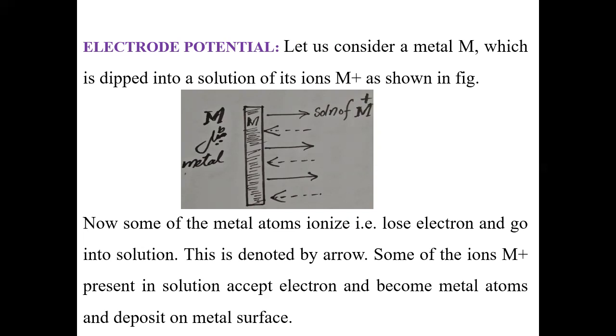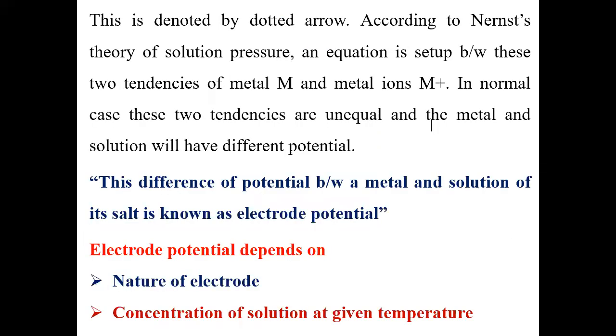According to Nernst theory of solution pressure, an equilibrium is set up between these two tendencies of metal M and metal ions M+. In normal cases, these two tendencies are unequal and the metal and solution will have different potential. This difference of potential between a metal M and a solution of its salt is known as electrode potential. So electrode potential depends on the nature of the electrode, and second, the concentration of the solution at a given temperature.